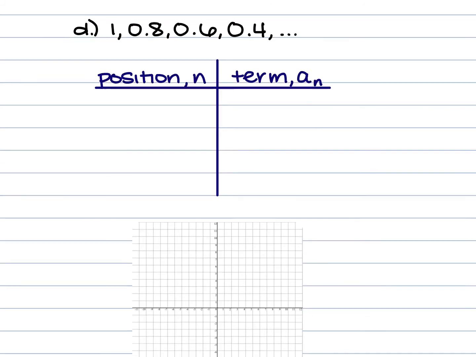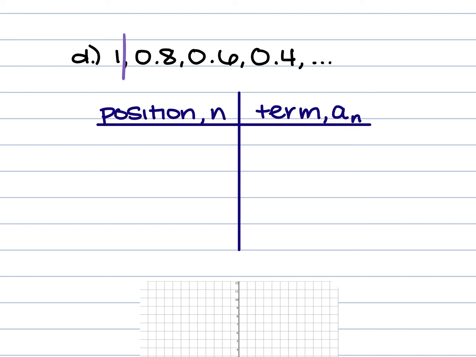All right. So the numbers that are given here, are these my x's or y's? Y's. These are my y's. So 1 is in what position? 1. The first position. So what would my first point be? 1, 1. So when the position is 1, my term was 1.